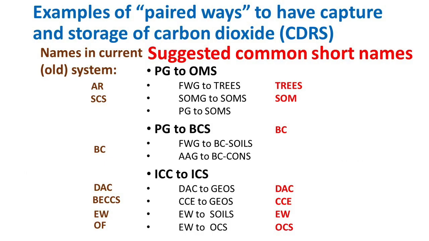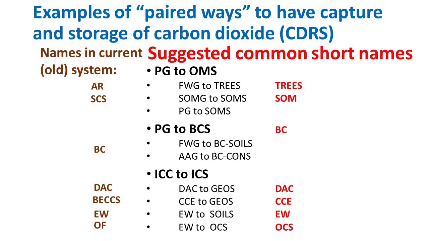A set of names that are in current usage, which I will call the old system, can be compared directly with the new set of common short names. 3 of them are exactly identical, slight differences in interpretation or emphasis, but they are identical otherwise. The other 4, there are some variations. The new system is trying to be more descriptive, more close to the actual circumstances.